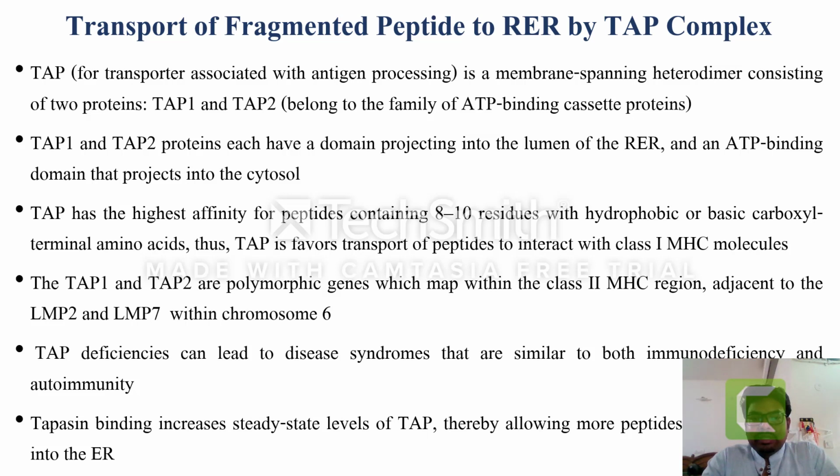So both of these facts favor TAP transporting peptides, especially those derived from antigenic proteins, towards the lumen side, and also favor the transport of peptides which will appropriately bind with class 1 MHC molecules. The transportation by the TAP complex is dependent on the energy released by ATP hydrolysis. Okay?